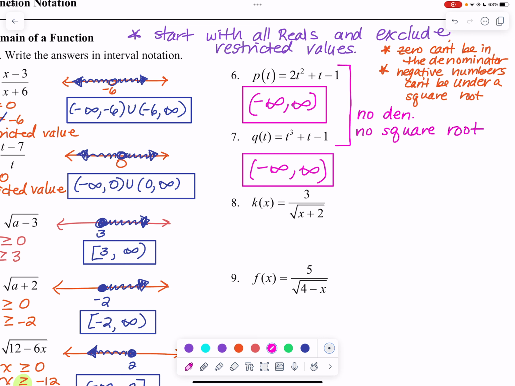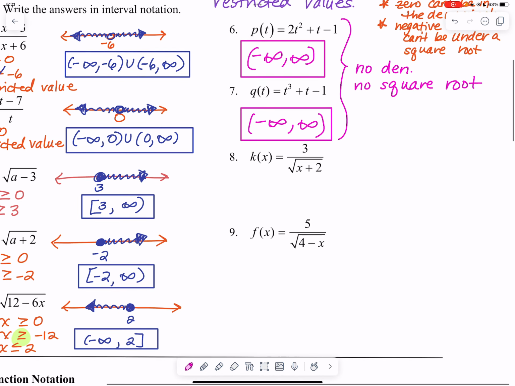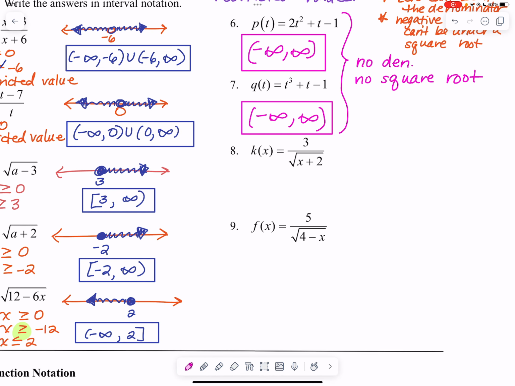Okay, and maybe I should extend that down just a little bit. And now let's look at number 8. Not only do we have a denominator, but we also have a square root. So we have to take care of both of these.